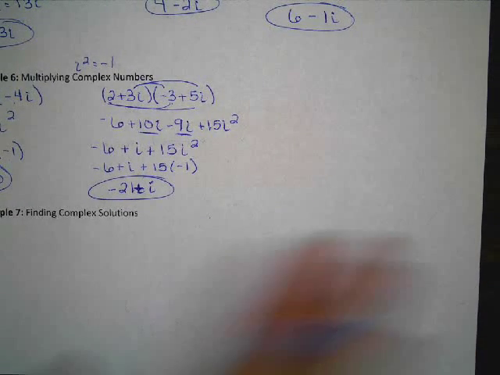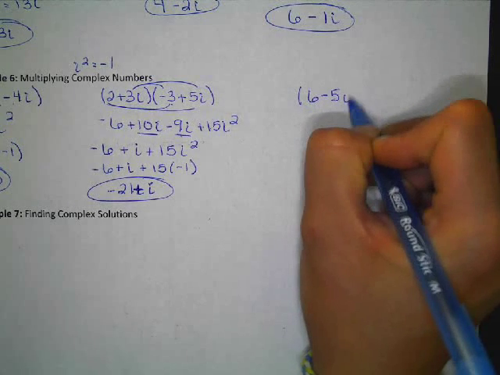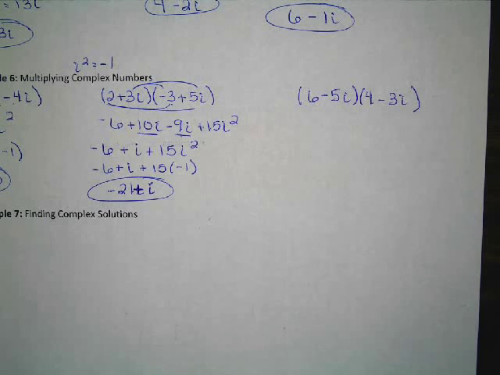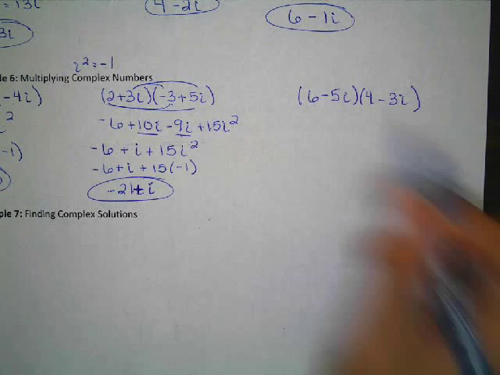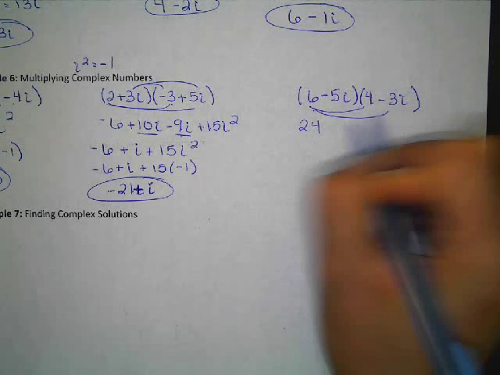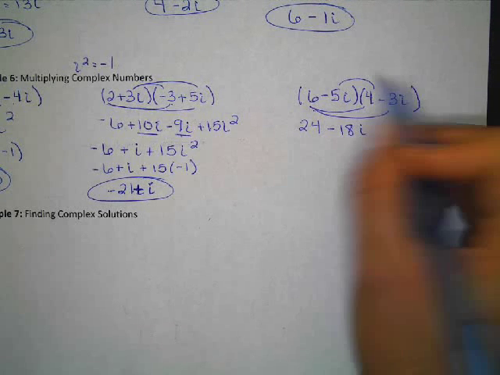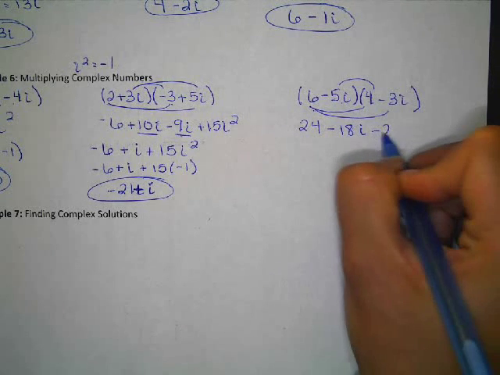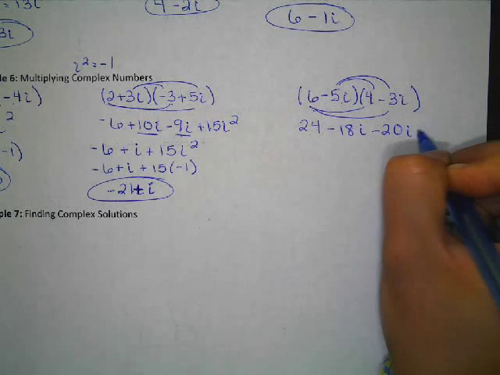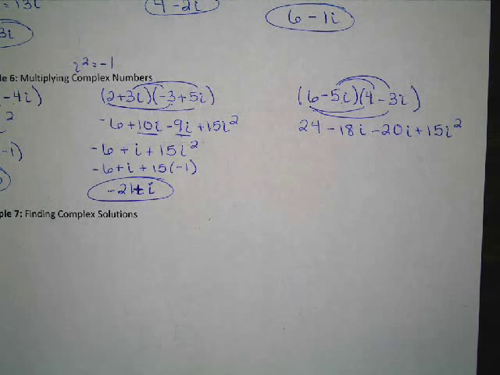Alright, we'll do one more and then move on. We have 6 minus 5i times 4 minus 3i. Again, distribute, so 6 times 4 is 24. 6 times negative 3i is negative 18i. Negative 5i times 4 is negative 20i. And then negative 5i times negative 3i is a positive 15i squared.